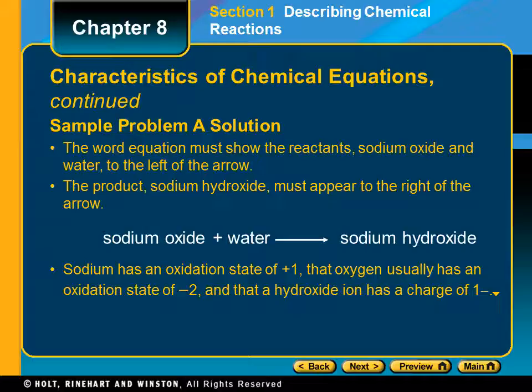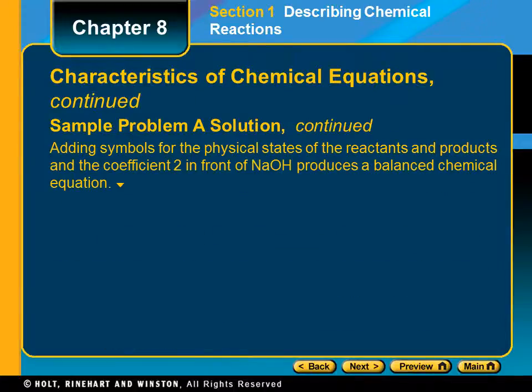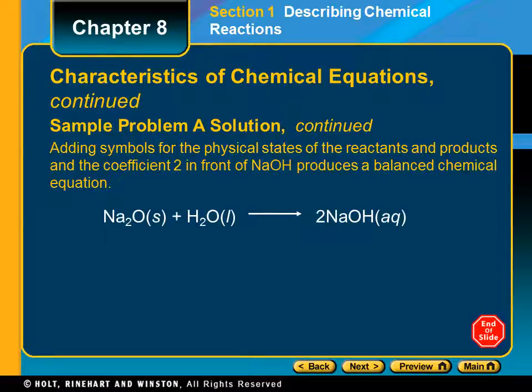Sodium has an oxidation state of +1. Oxygen usually has an oxidation state of -2. And a hydroxide ion has a charge of -1. So the unbalanced formula equation is Na2O plus H2O yields NaOH. But again, that is not balanced. You add symbols for the physical states of the reactants and products. The coefficient 2 in front of NaOH produces a balanced chemical equation, which looks like this. Na2O, which is a solid, plus H2O liquid, yields 2NaOH, which is aqueous.